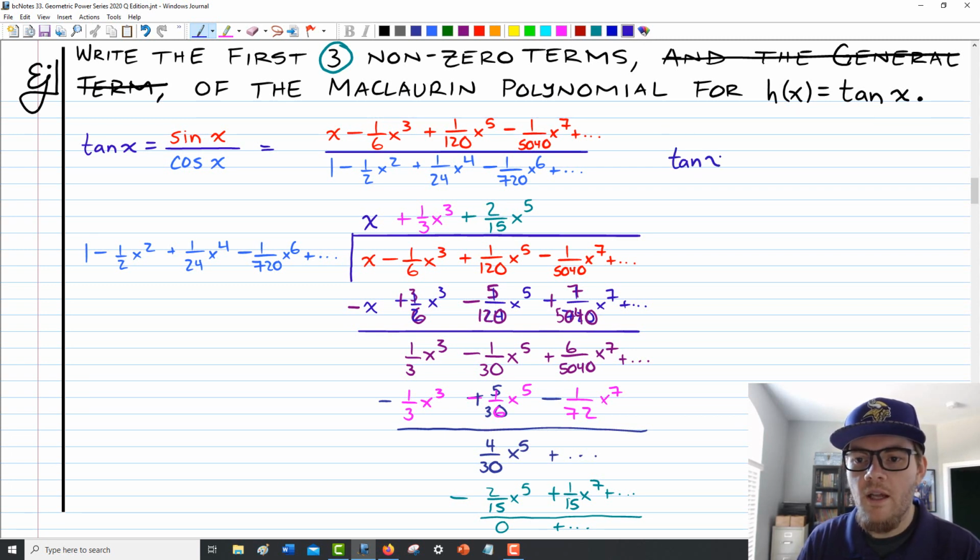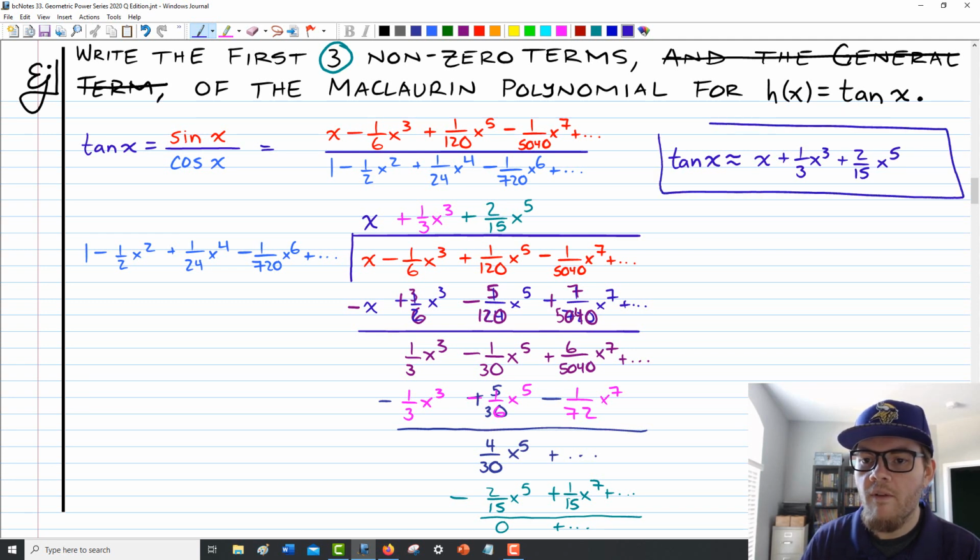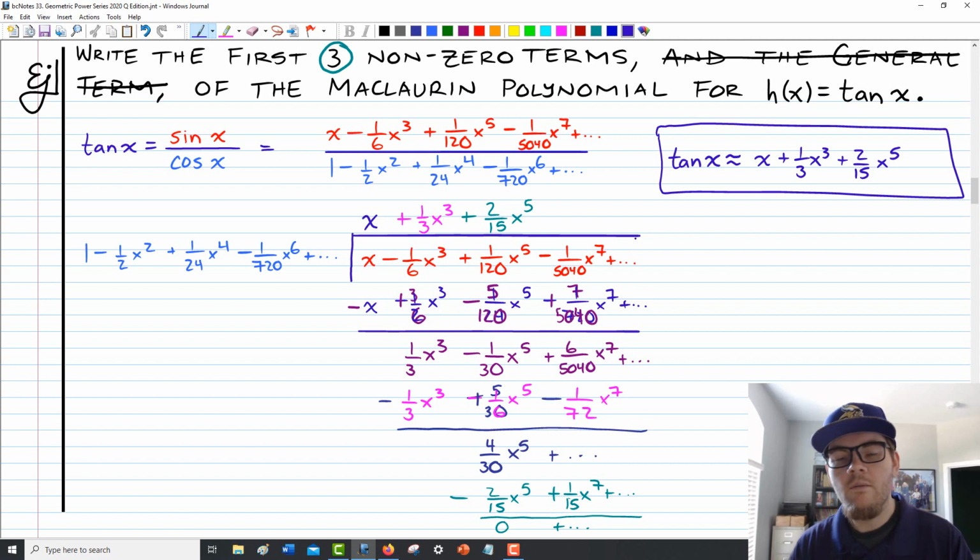We wanted the first 3 non-zero terms of tangent of x. That means we can now say that tangent of x is approximately x plus 1/3 x cubed plus 2/15 x to the fifth. And that is the result we were looking for. We've got 3 non-zero terms. Granted, we could have extended to the 4th, but it's just going to be so messy. I don't think you want to do that, and I definitely don't want to do that, not going to lie.